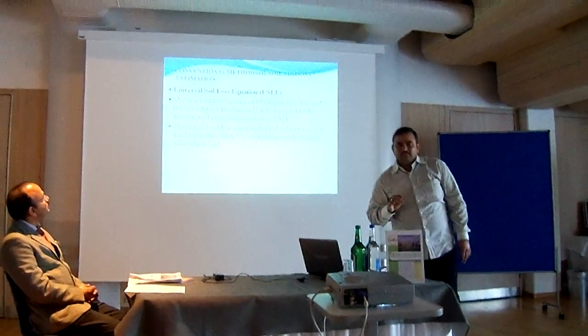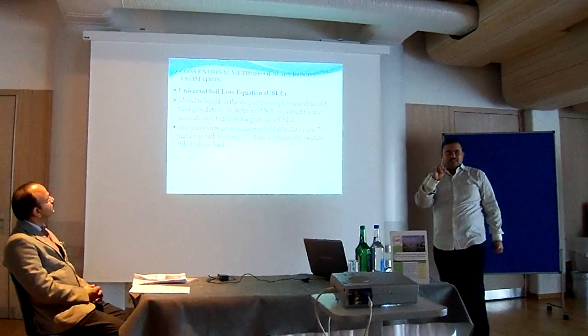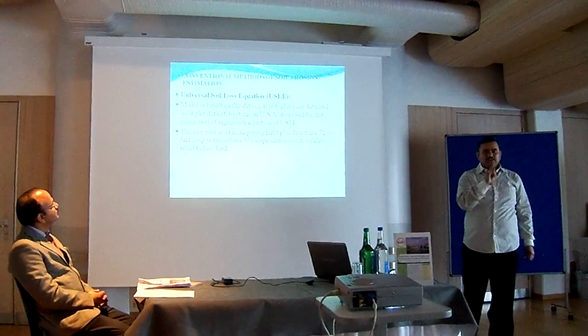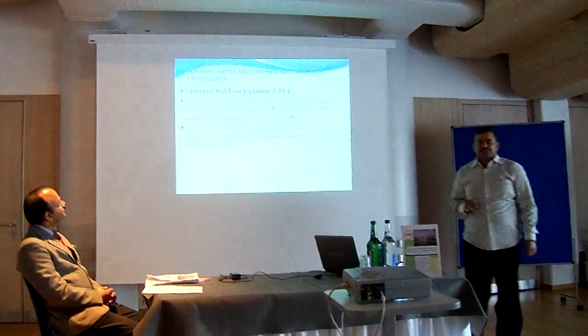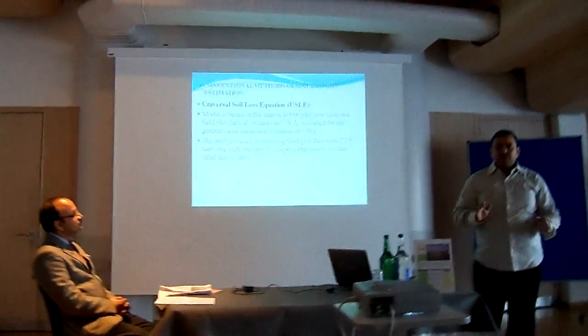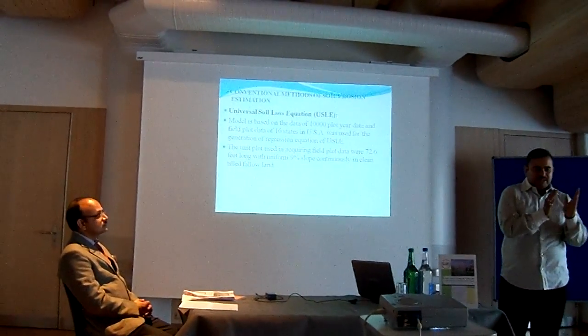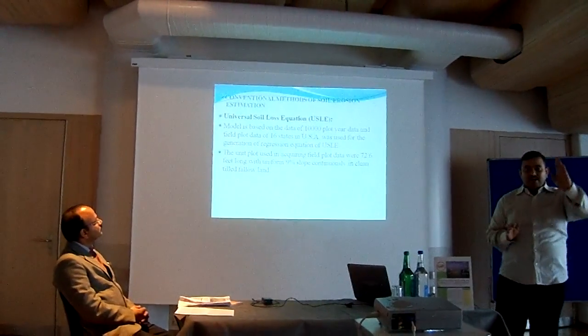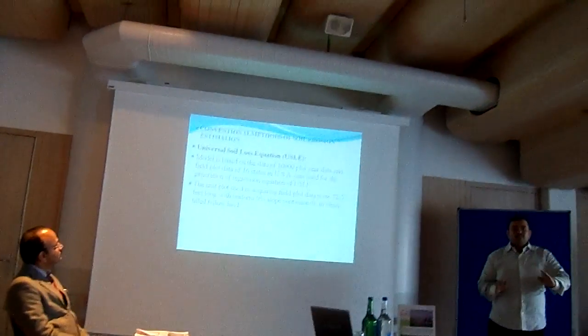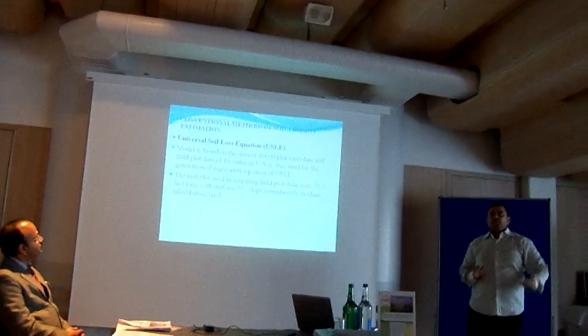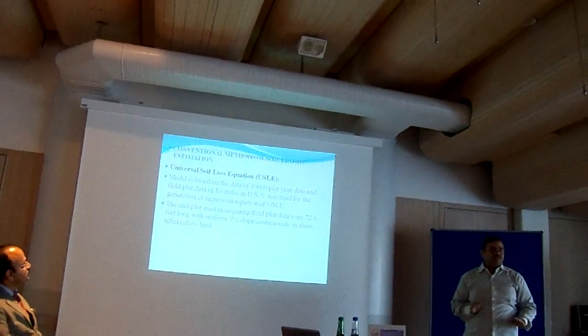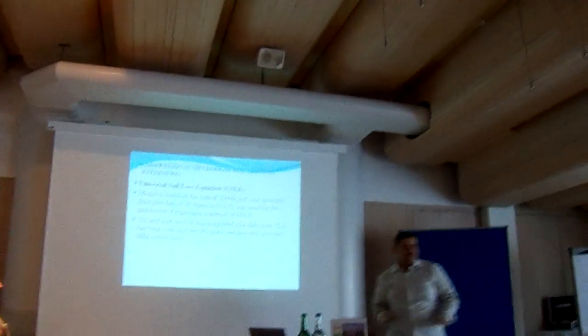Basically, the first model that is used universally for soil erosion estimation is the Universal Soil Loss Equation, by Wischmeier and Smith. It was developed in stages from 1960 to 1978. In 1978, it was published in the form of a handbook, Agricultural Handbook 537, in the USA.